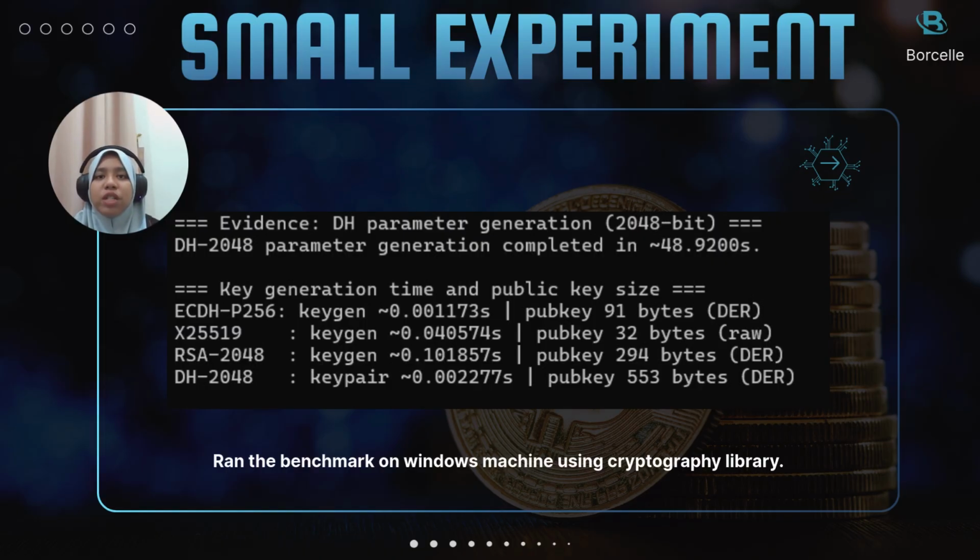We ran a small benchmark on a Windows machine using the cryptography library. Here are the results. X25519 is the clear winner in terms of speed and size. DH2048 is impractical for dynamic systems due to its parameter generation time. ECDH P256 is ideal when NIST compliance is required. RSA 2048 is bulky and slow but still necessary for compatibility.